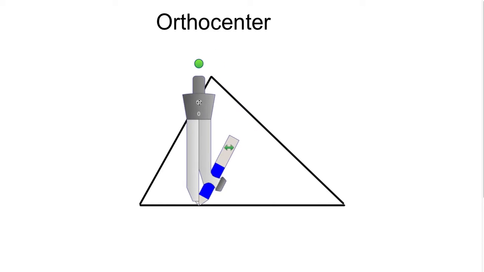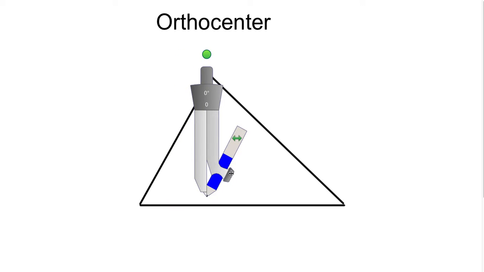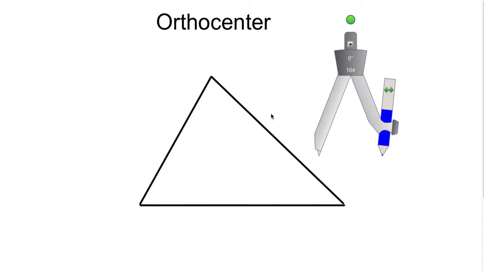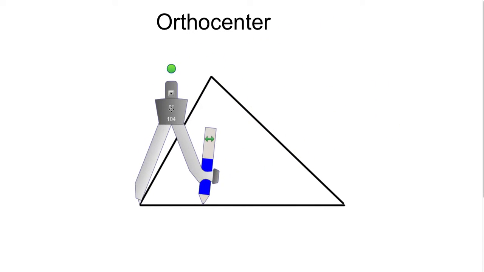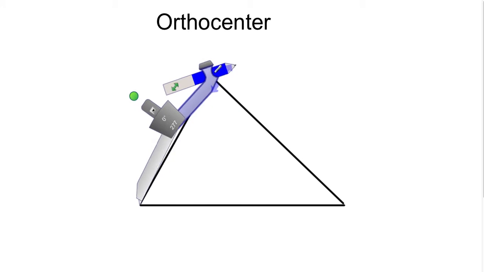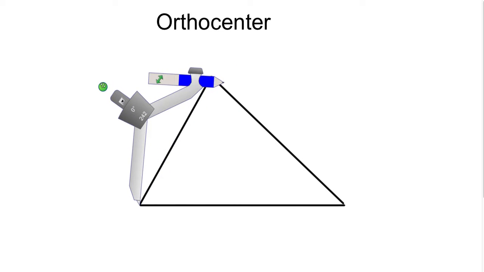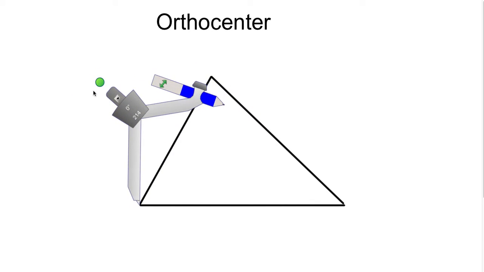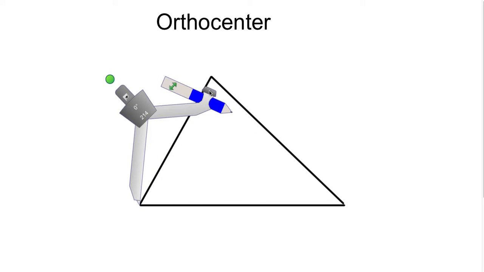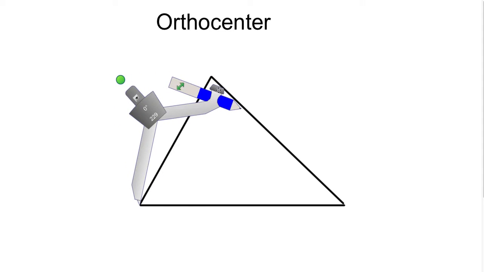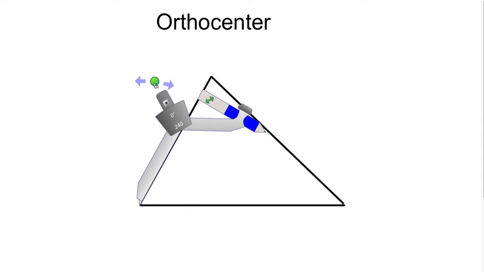And so what we need to do first is, let's say I want to find the altitude from this vertex to the opposite side. I'm going to put the pointy part of the compass there, and I'm going to extend my compass outwards. And I want to position it in such a way because I'm going to want to draw an arc that's going to go through 2 points on this side.